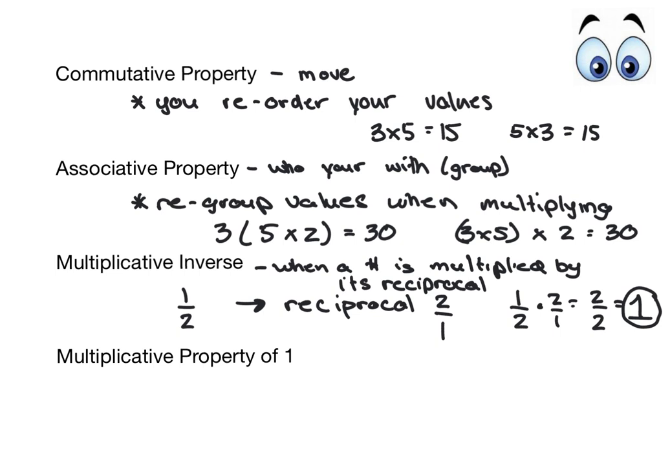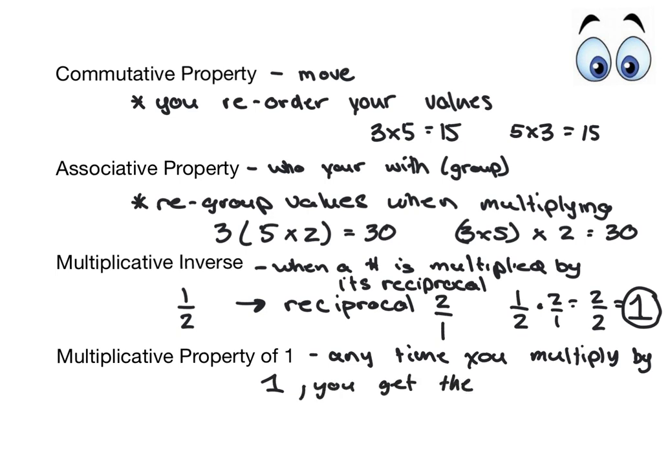And then the multiplicative property of 1, that one just means that anytime you multiply by 1, you get the number you started with, or you get the same number. Negative 2/3 times 1 is just negative 2/3.